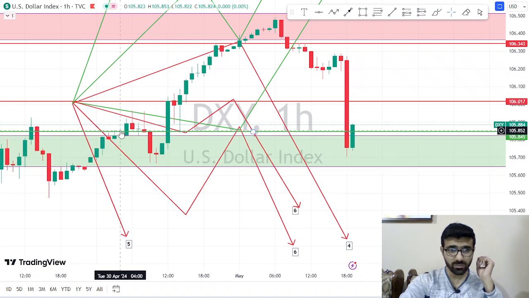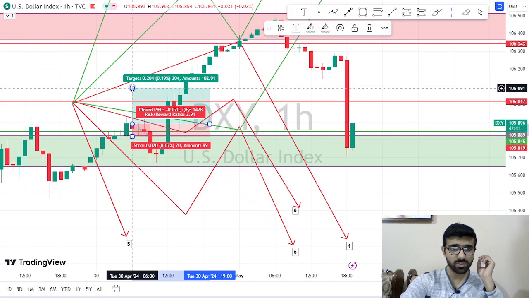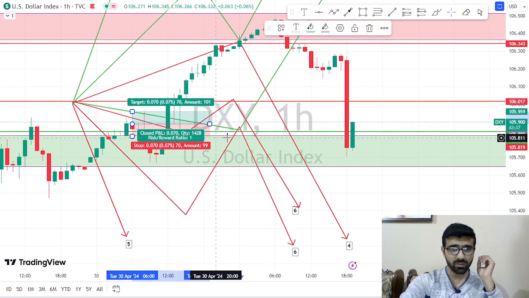So from there market continued to go up, and once market closed with a positive green candle, which is this, we could have taken a long position over here. So let me take this trade. Our stop loss will be just below the previous candle and our take profit will be approximately 1%.